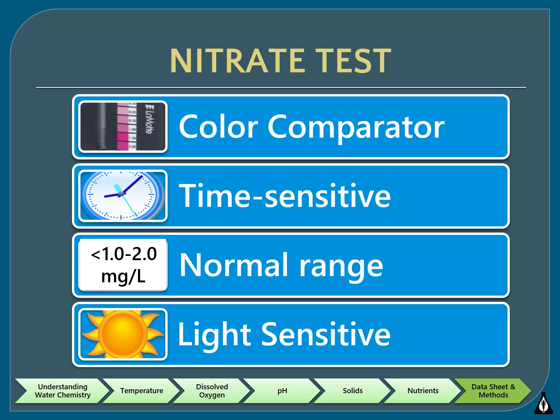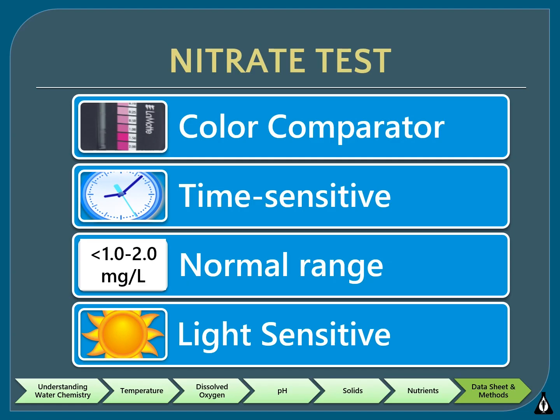Also to note that the normal range for nitrate is less than 1 to 2. So if you're consistently seeing above that, then I would encourage you to reach out to us so that we can maybe see if there's some excess nutrient input coming into your stream.